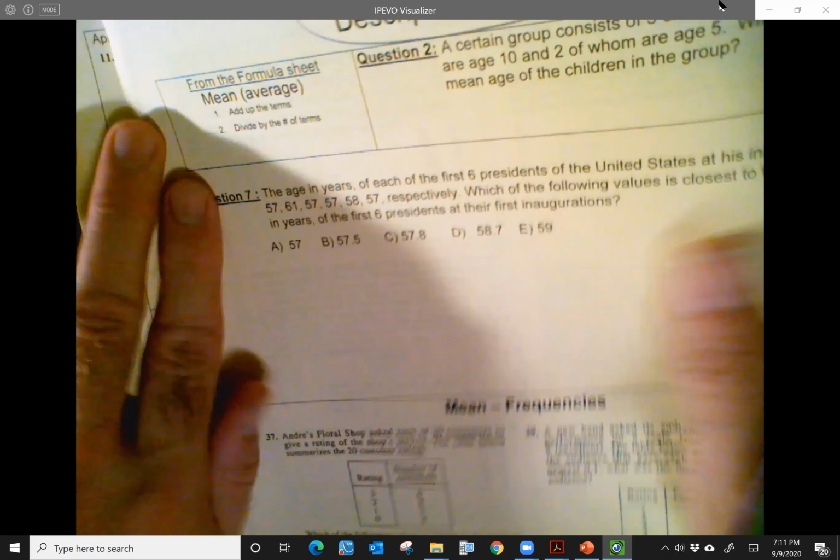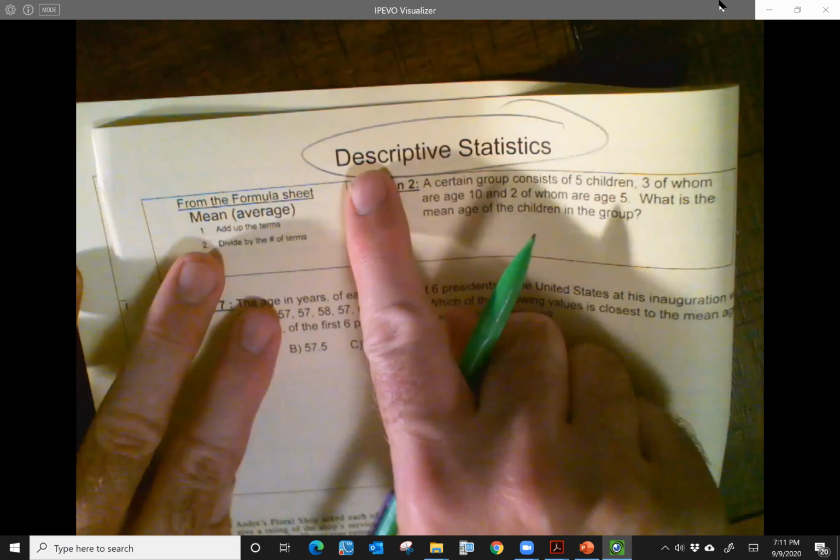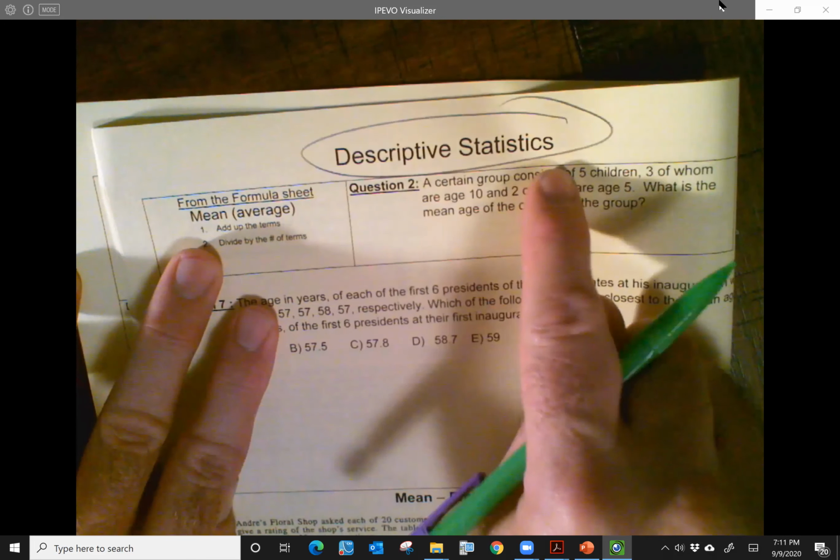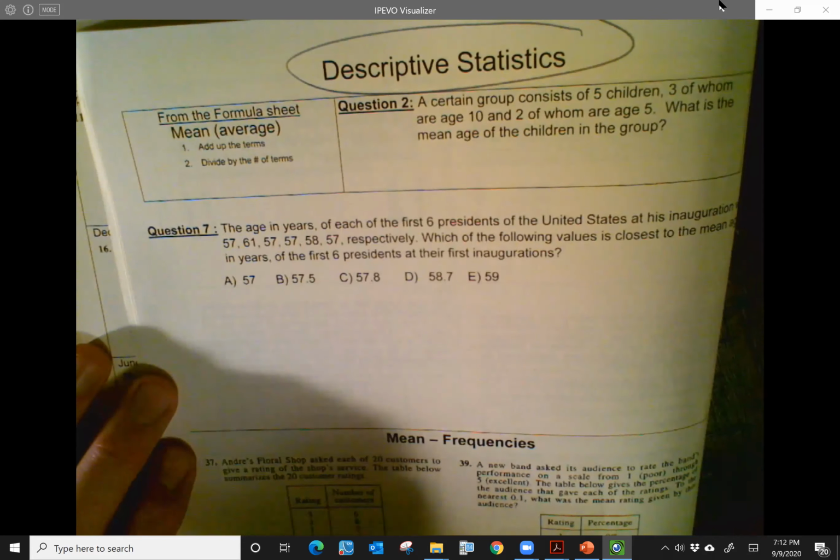What I would like for you to do is go into your yellow packet for math and find the one that says descriptive statistics at the top. It's a few pages in. I think it says page 14 at the bottom. We're going to talk about all of them, and I found a lot of ACT questions that match up. You'll see how they start ranking up in difficulty.